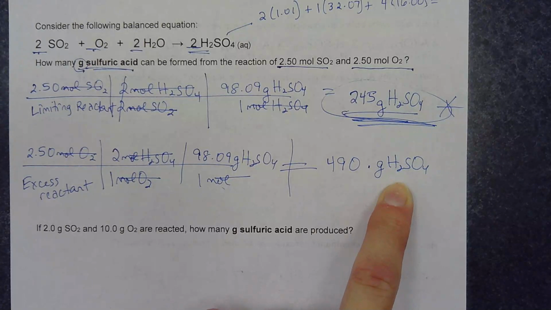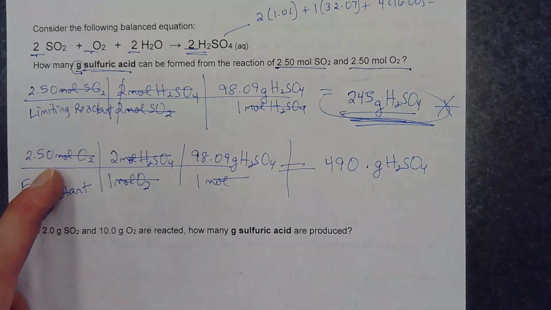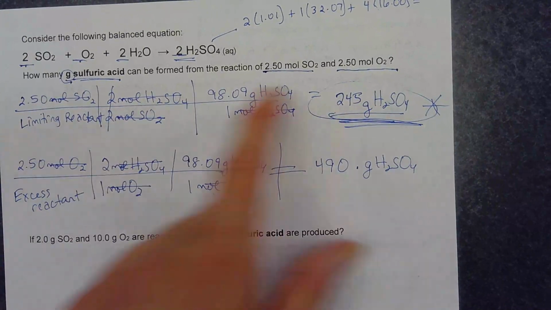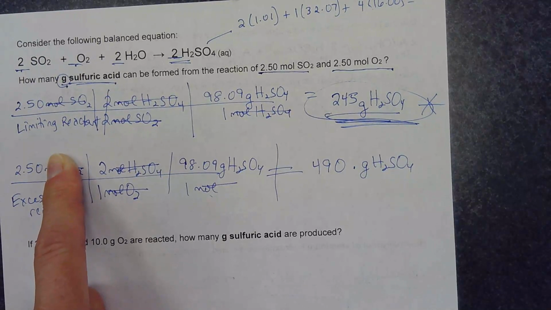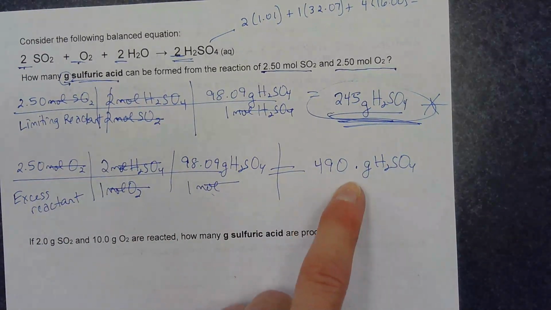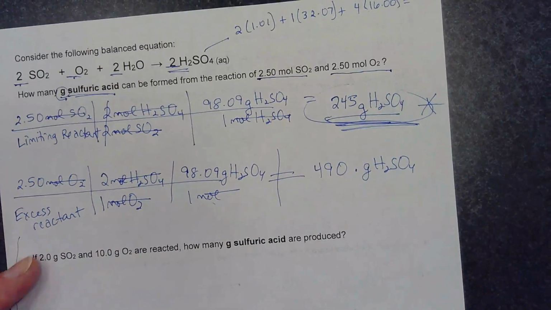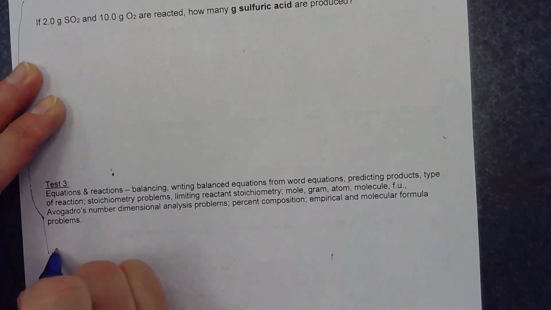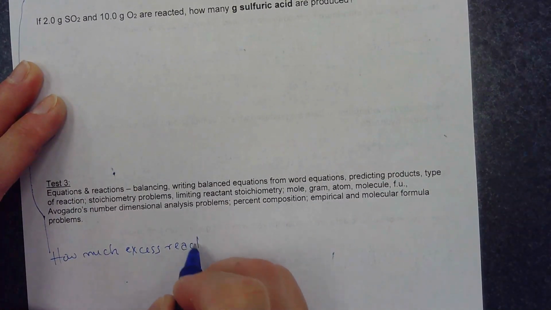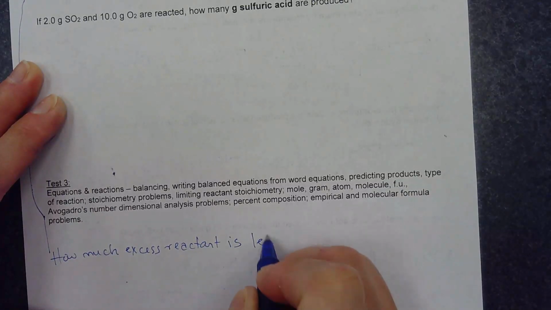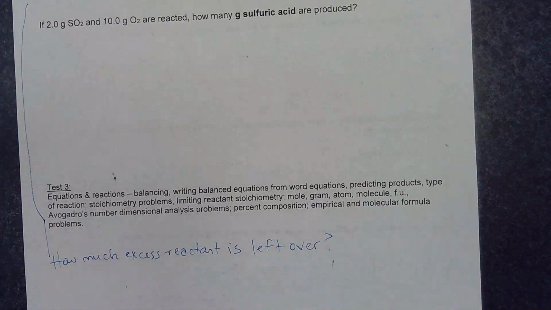Well, in a sense it's a ratio, but go ahead and do it as a stoichiometry problem. What you will do is, once you know who the limiting reactant is, you have to figure out which one is excess. So in this case, I'll make a note of the question down here: How much excess reactant is left over?